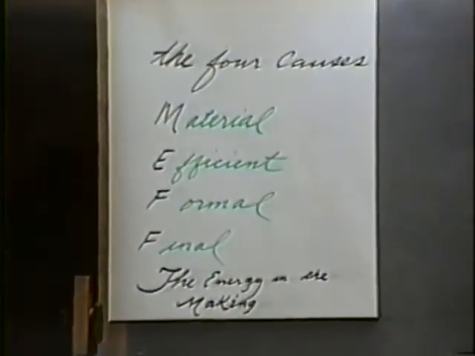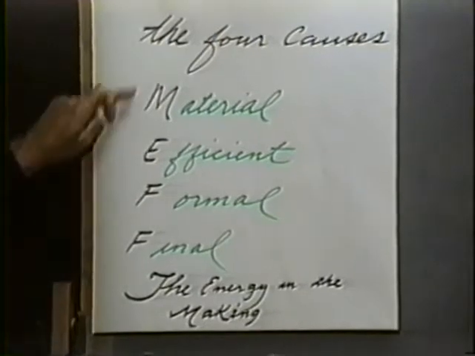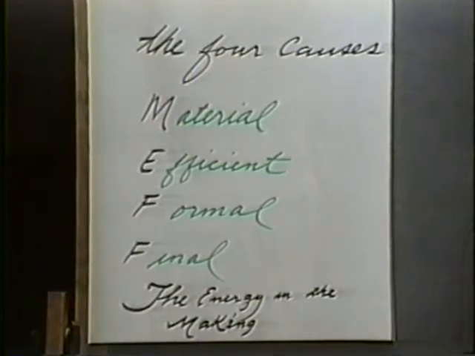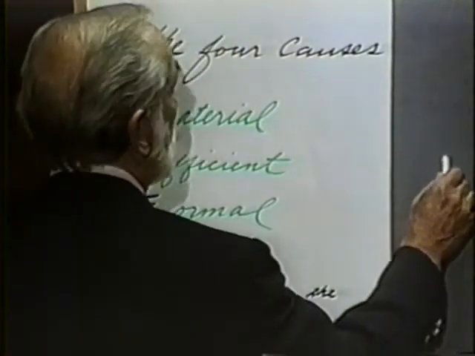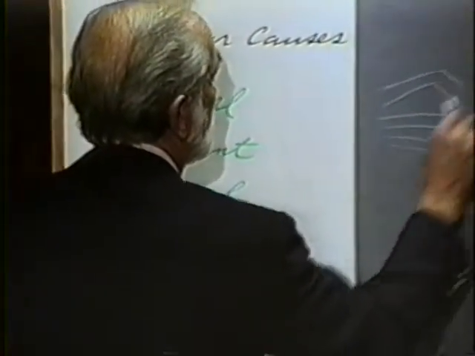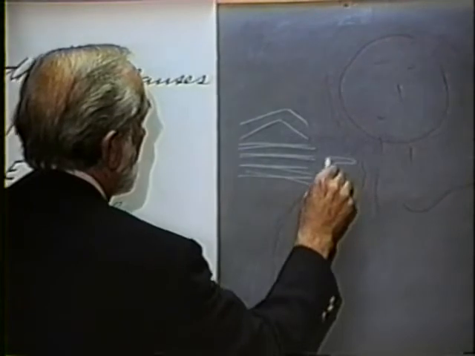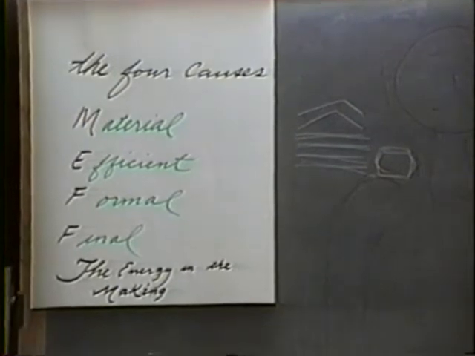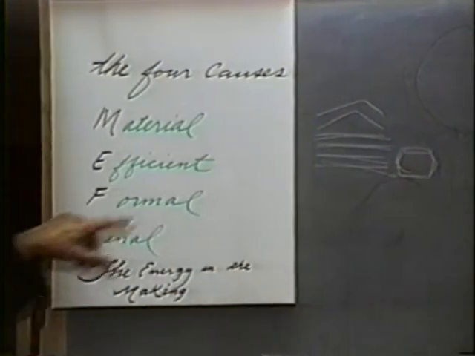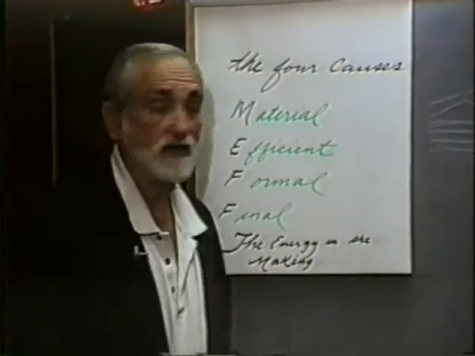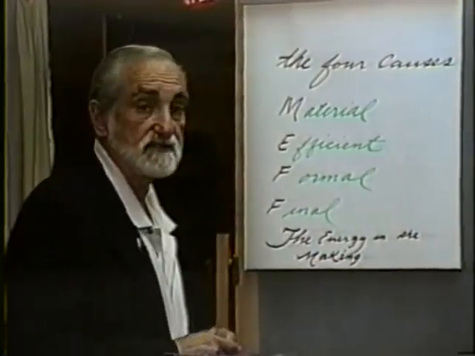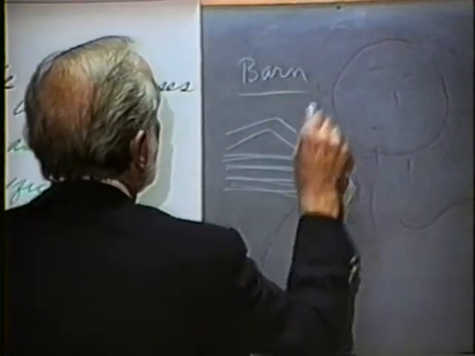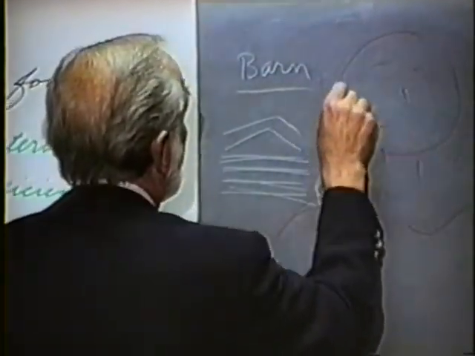These are the classic four causes of Aristotle, and the acronym is MEFF. If you have a barn, you must first have the material. You must have all the material present to you: the wood, the roof materials, nails, all of those things. That's the material cause. So if I ask, what is the cause of the barn? I could say, well, there's a material cause, and these are the materials.